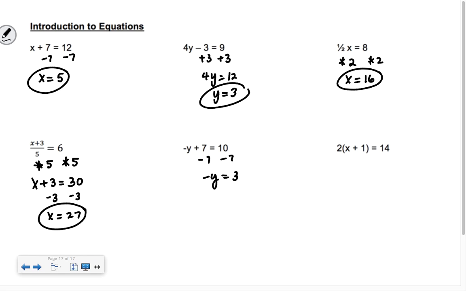In other words, I'm saying negative 1 times y. This is really negative 1 times y equals 3. So you can divide by that negative 1. So I get y equals negative 3.